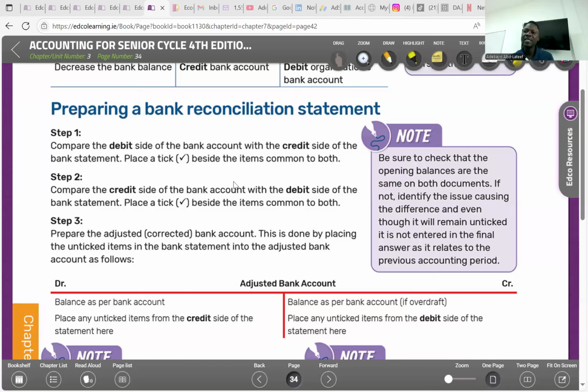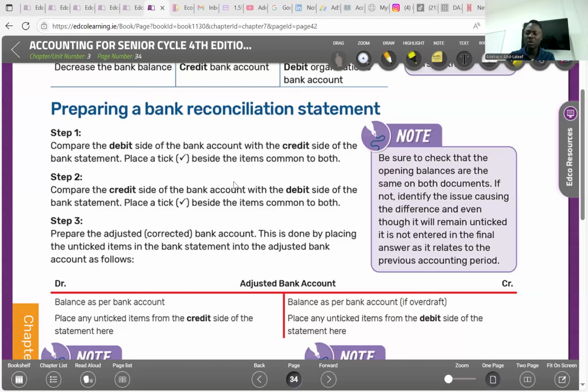Now, when you are comparing the credit side of your bank account, you compare it with the debit side of your bank statement. When we talk about the bank account, we're talking about the business's account, the account the business has in its possession. You compare the credit side with the debit side of the bank statement. The credit side of your bank statement represents the money you have. The debit side of your bank statement represents the money that has been taken from your bank account.